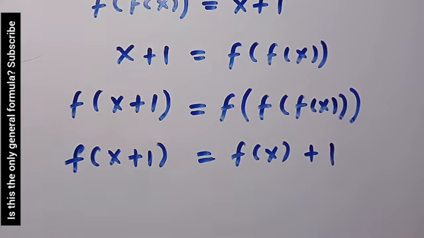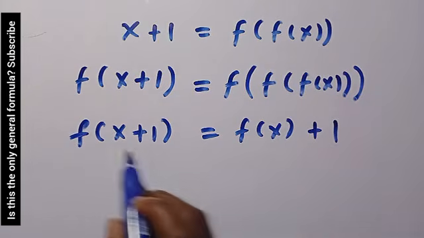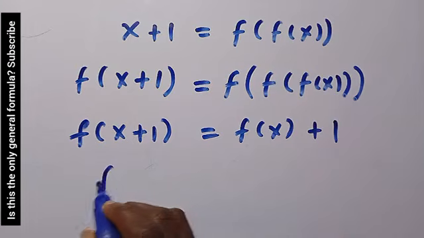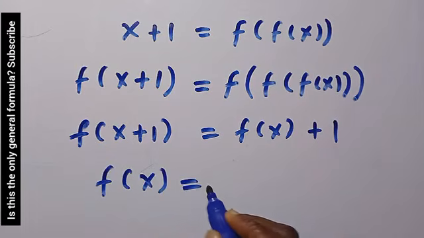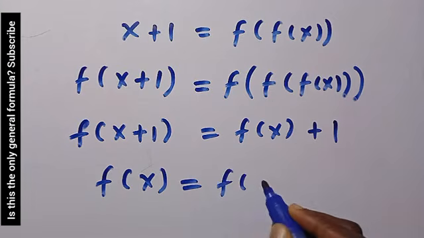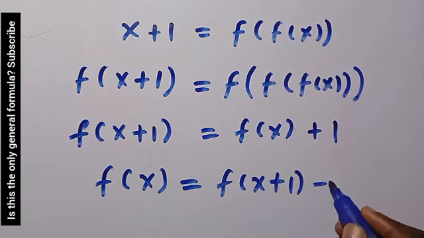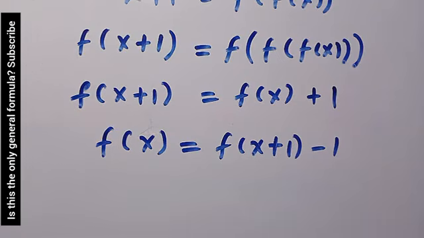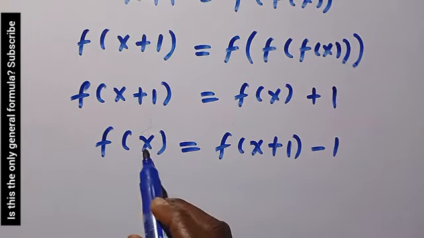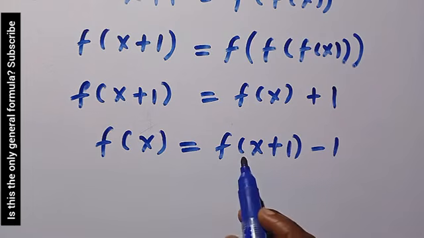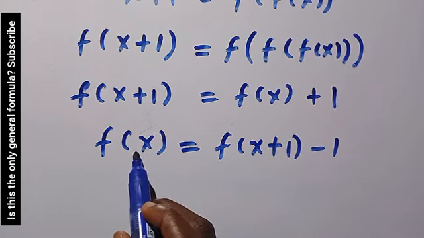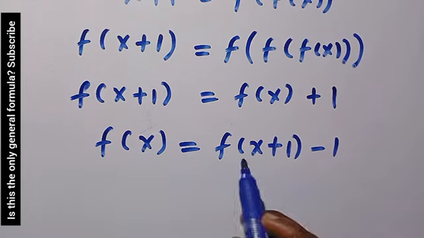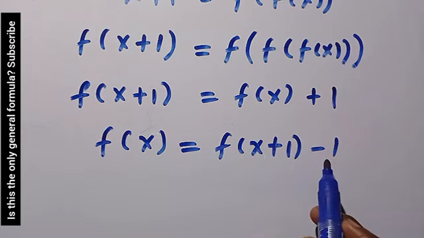So we have formed another function here. Let's make f of x the subject of the formula. So we transfer this 1 to the other side, as we have f of x equals f of x plus 1 minus 1. So let's use this one as a template formula. We want to start iterating, because we want to derive the general form of f of x, but this is still having another function.